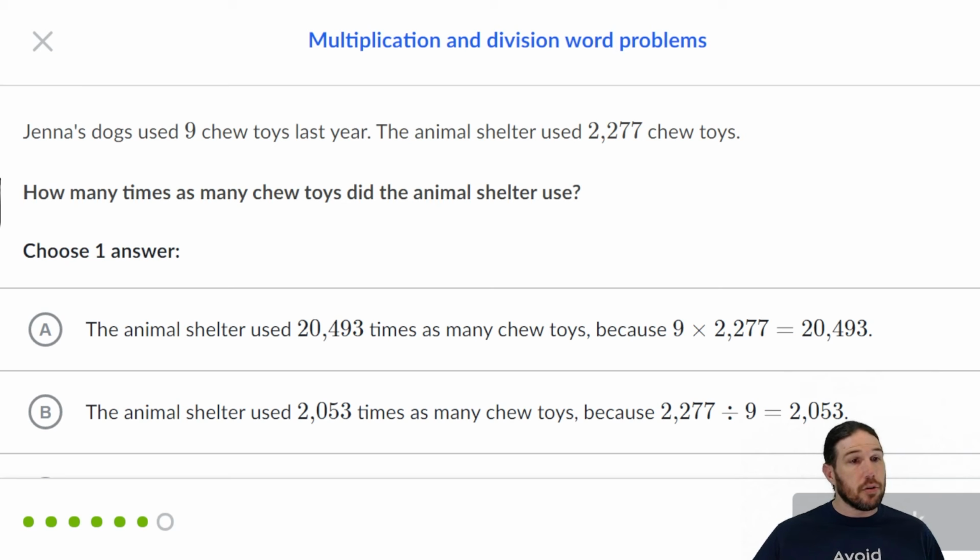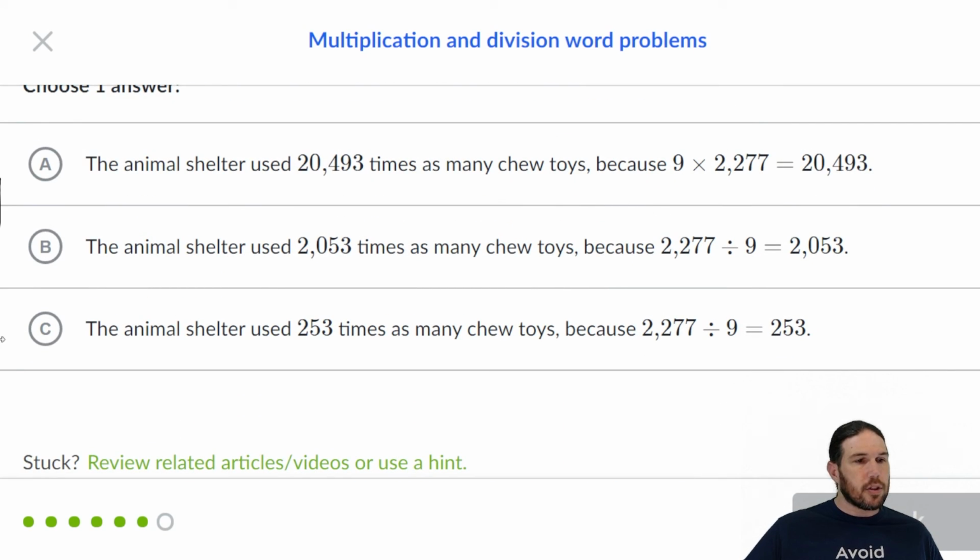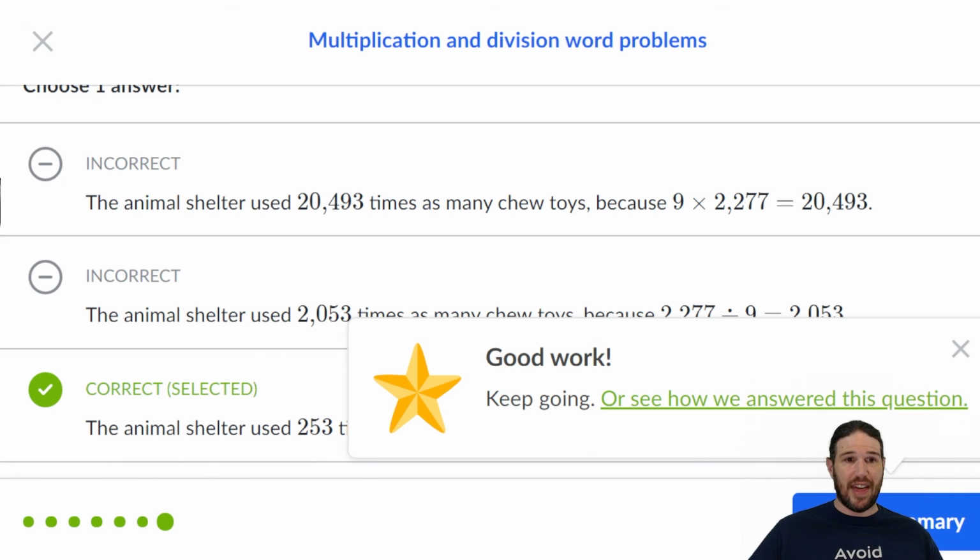Jenna's dogs used 9 chew toys last year. The animal shelter used 2,277 chew toys. How many times as many chew toys did the animal shelter use? Well, that would be 2,277 divided by 9, which is definitely closer to 253 than it is to 2,053. And that is multiplication and division word problems.